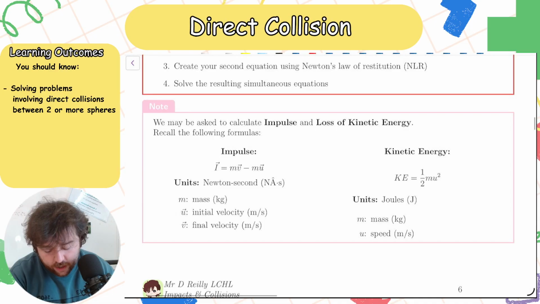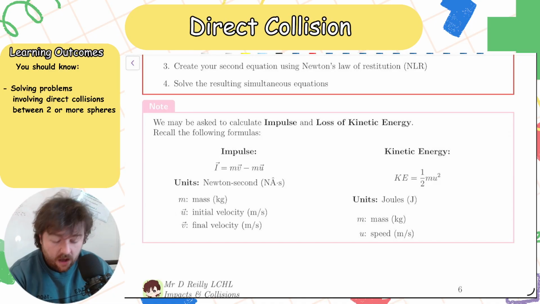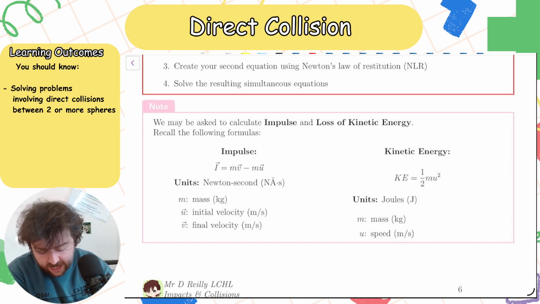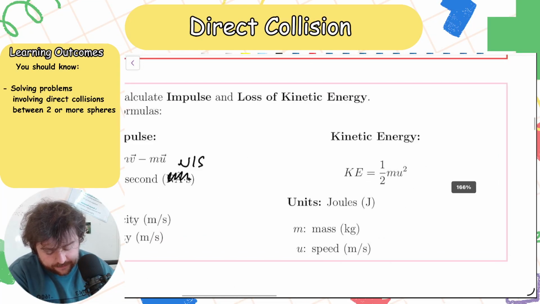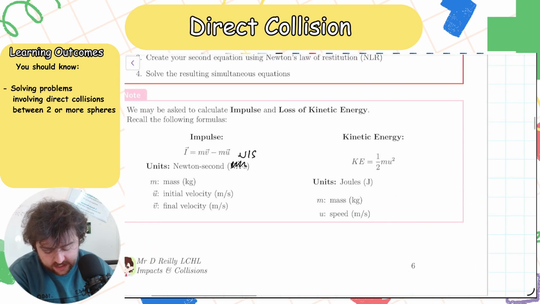We could also be asked to calculate the impulse and the loss of kinetic energy. If you recall, the impulse is basically just a change in momentum, so it's m times the velocity after minus m times the velocity before. The units are Newton seconds. Mass is in kg, initial velocity is in meters per second, and the final velocity is in meters per second. The kinetic energy is equal to half mu squared, and the unit for kinetic energy is joules.